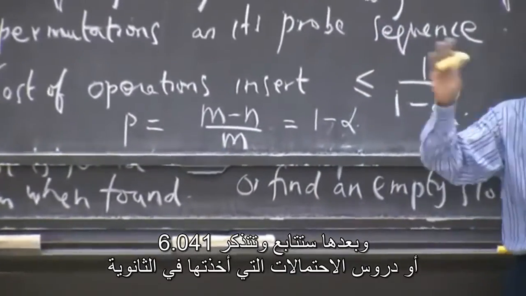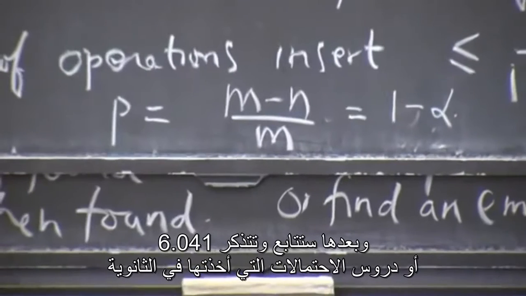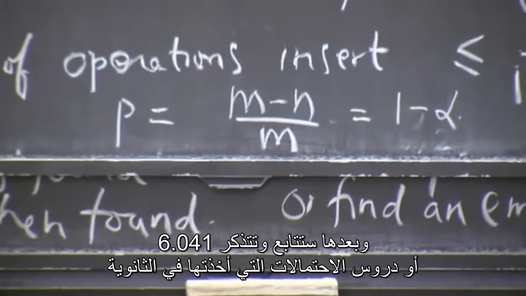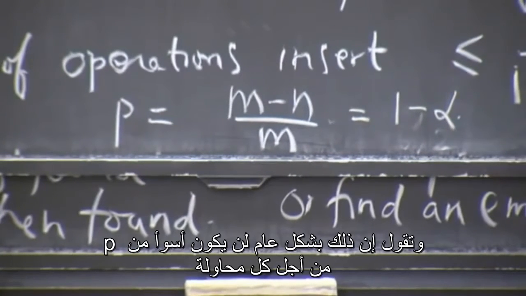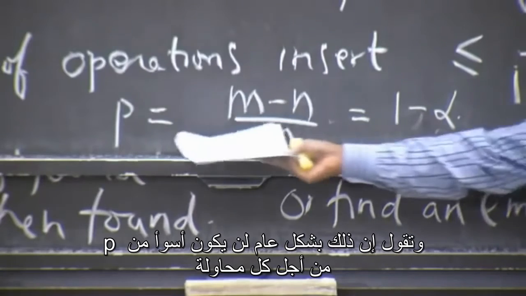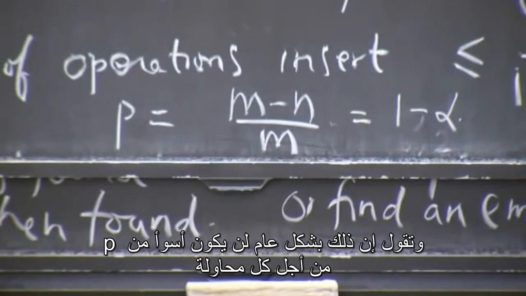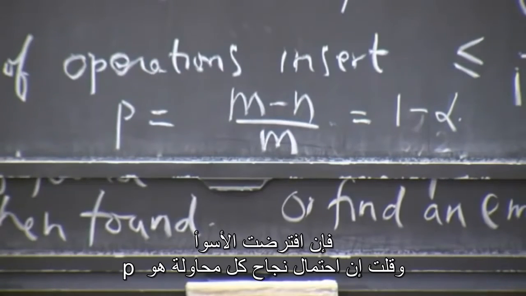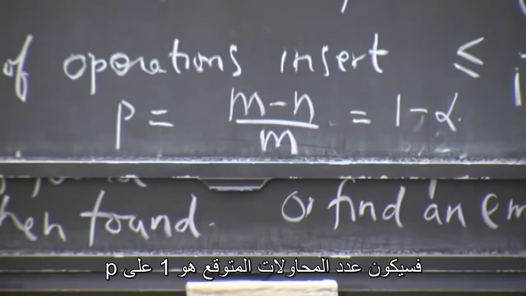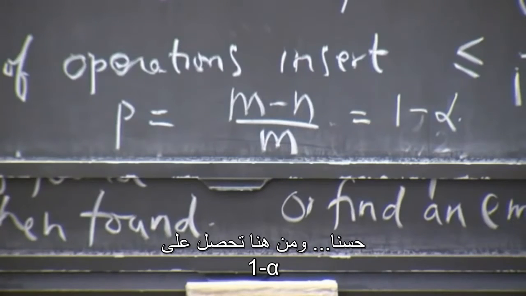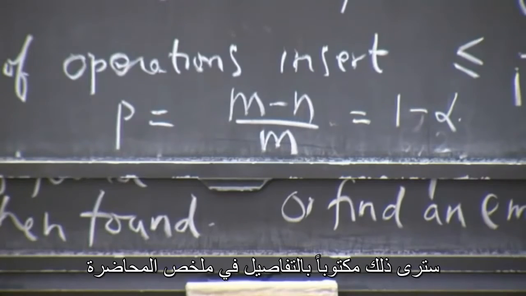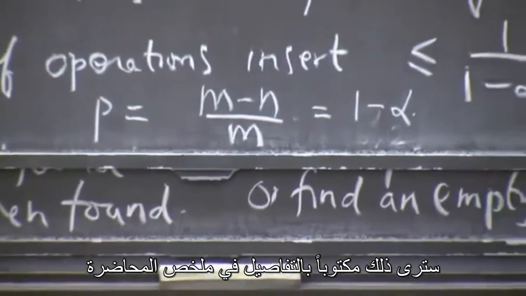Okay? And so then you remember 6.041 or the high school probability course that you take, and you say, generally speaking, you're going to be no worse than p for every trial. And so if you assume the worst and say every trial has a probability of success of p, the expected number of trials is 1 over p. Okay? And that's where you got the 1 minus alpha. All right? So you'll see that written in gory detail in the notes.